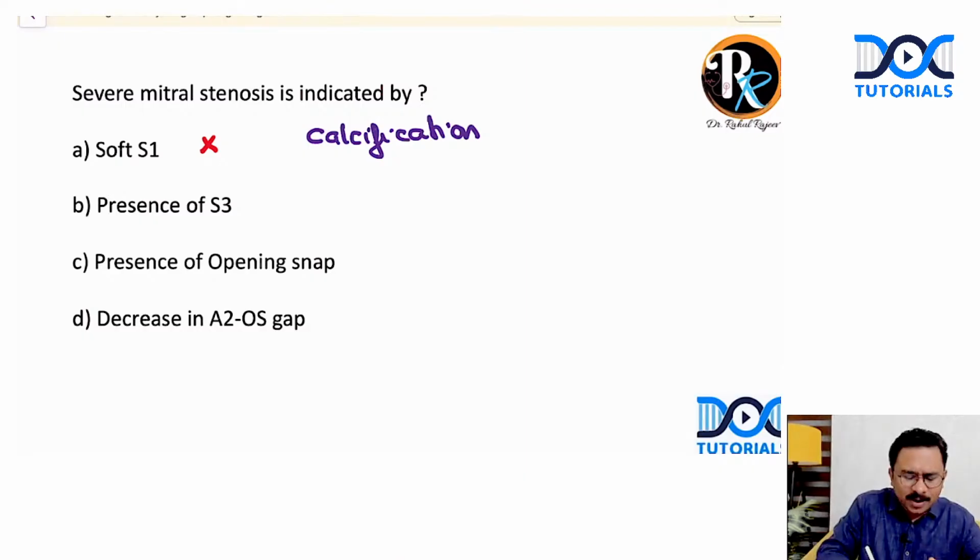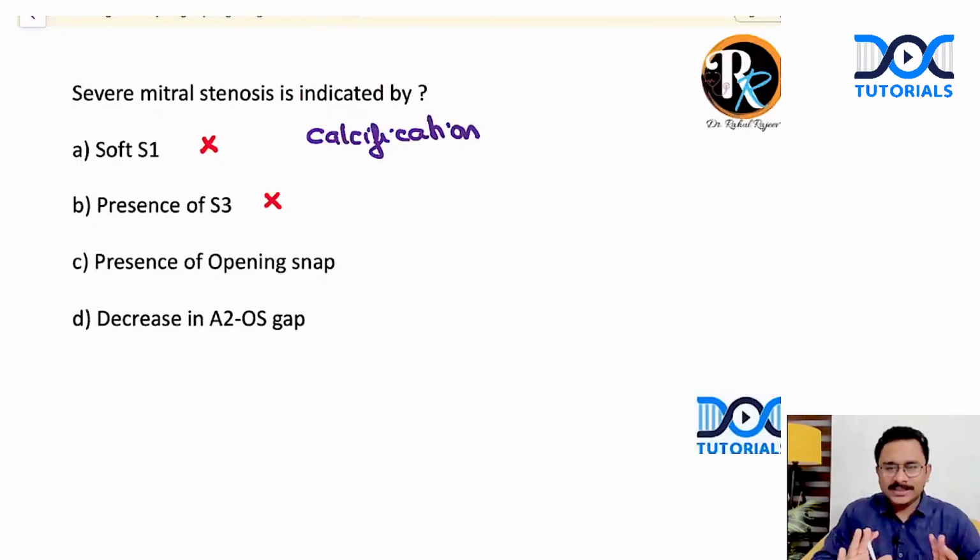Presence of S3, well, S3 is indicative of some problem with the left ventricle, or even you can have a right ventricular S3 in problems with the right ventricle, but that is not going to be the answer here, because in MS, it is not that chamber which is predominantly getting affected.